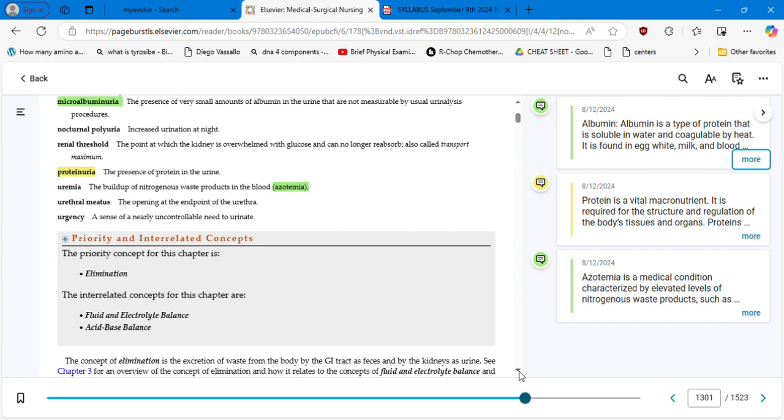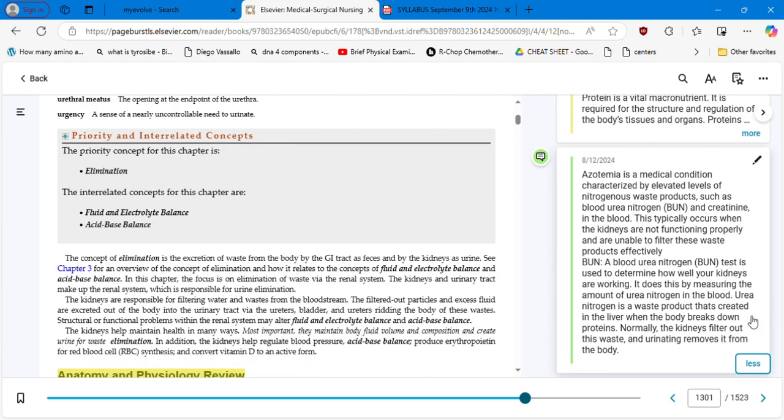So let me review azotemia once again. It's a medical condition characterized by elevated levels of nitrogenous waste products such as blood urea nitrogen. And this is a concept that I really want you to master. Blood urea nitrogen, right? And creatinine, right? So azotemia is a medical condition characterized by elevated levels of nitrogenous waste products such as blood urea nitrogen, there you go, the name, and creatinine in the blood. This typically occurs when the kidneys are not functioning properly and are unable to filter these waste products effectively, right?